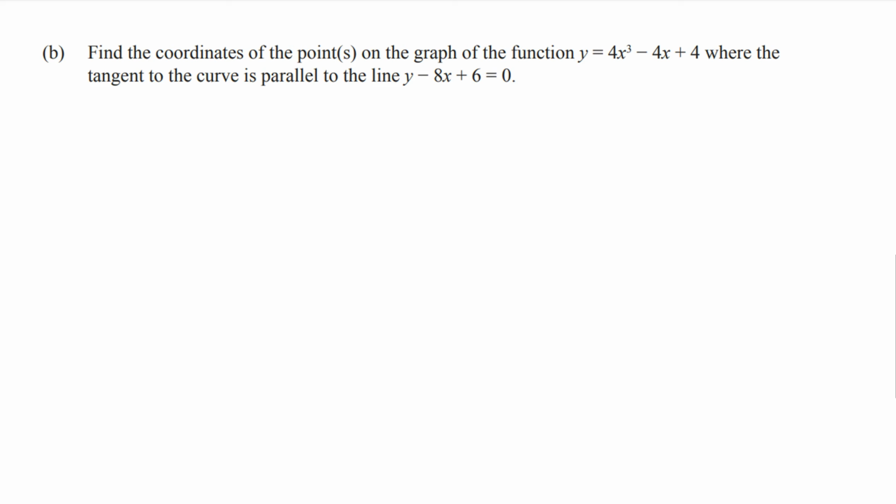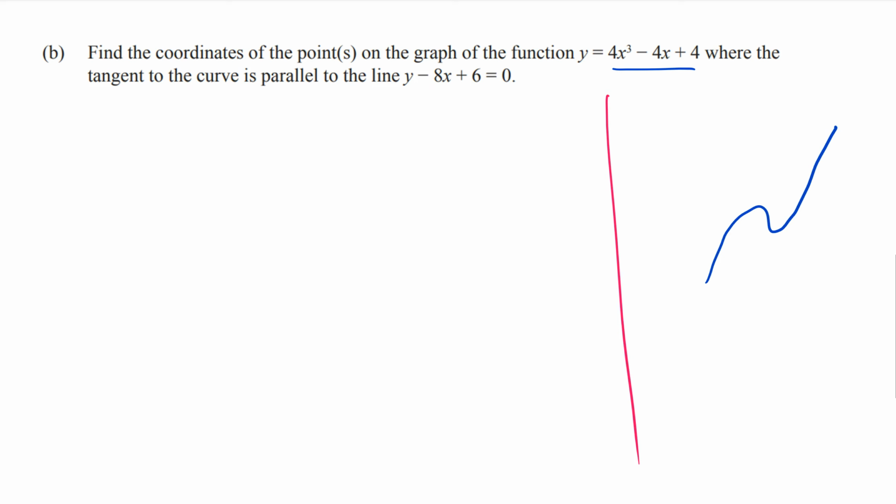Question B here, we're asked to find the coordinates of the point of the graph where the tangent to the curve is parallel to the line. Okay, so there is a little bit more to it, and the best way to go about this is to show you on the side here what it looks like, so it makes sense. What you have right now is a cubic. So the cubic generally looks something like this, and because it's a positive one, it's increasing, so that's fine.